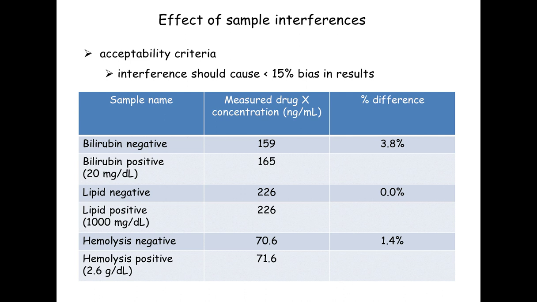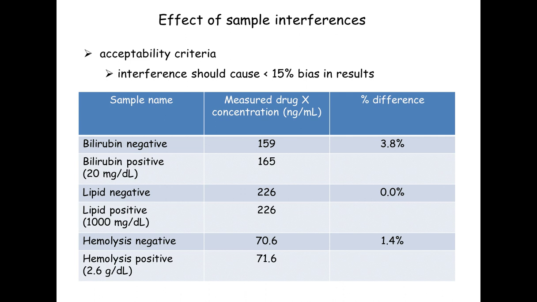And so then after spiking these compounds in, we took the samples, the negative and positive samples, through the extraction like we would normally do, and then the calculated concentration is shown here. So for the bilirubin positive sample, the concentration was 3.8% higher than the negative sample.